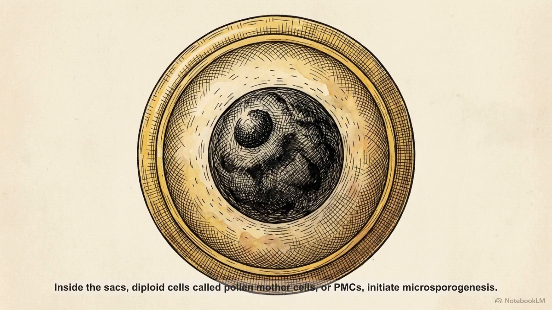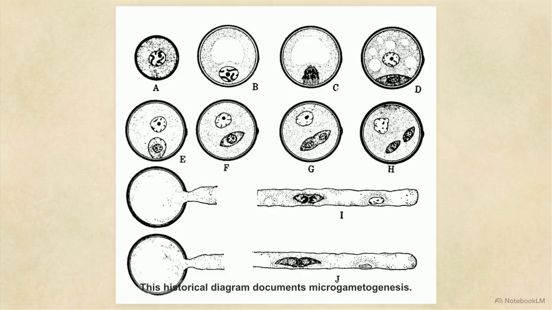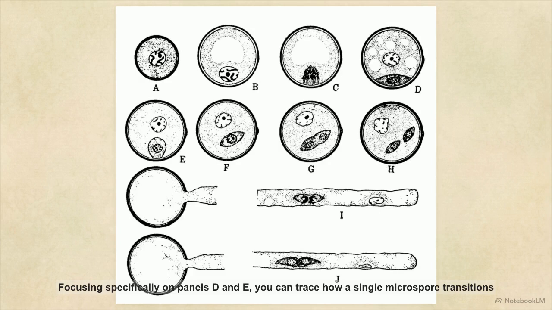Inside the sacs, diploid cells called pollen mother cells, or PMCs, initiate microsporogenesis. A single PMC undergoes meiosis to create a tetrad, a cluster of 4 distinct haploid microspores. This historical diagram documents microgametogenesis. Focusing specifically on panels D and E, you can trace how a single microspore transitions from having one centralized nucleus to undergoing a specific unequal cellular division.